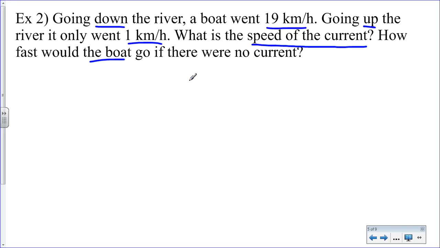Okay. What you need to remember in this situation is that if you're riding downstream, a current is going to help speed you up. And if you're going upstream, you're working against the current, so it's going to take you a little bit longer. So I'm going to use C for the speed of current.